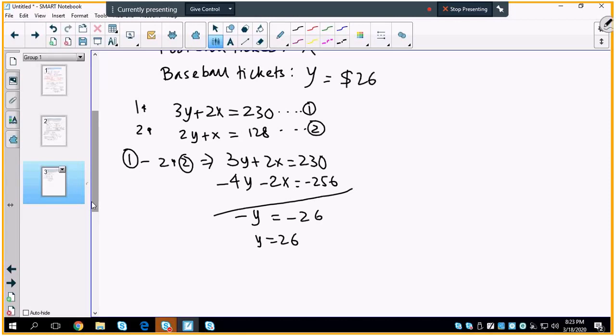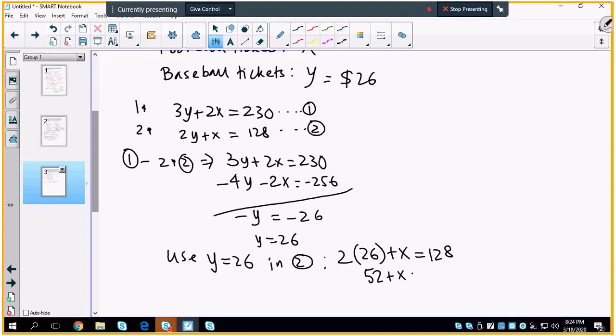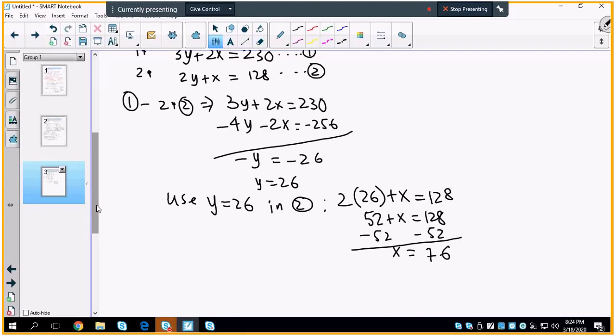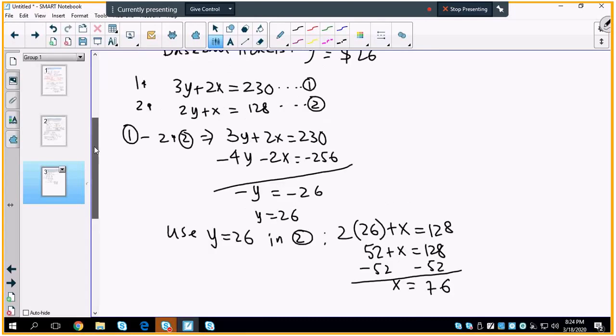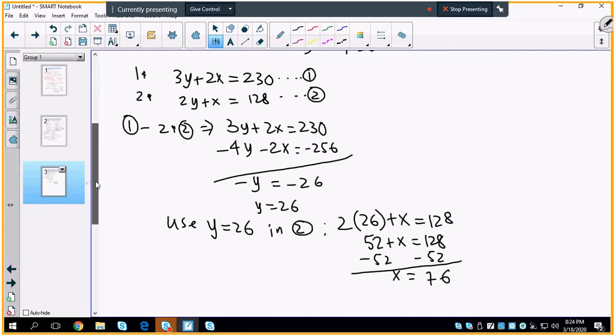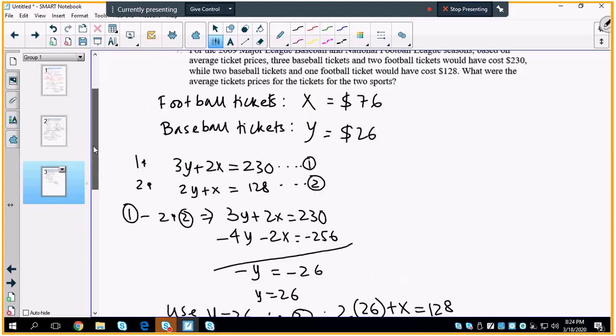I want to know the average price of the football ticket. So use y equal to 26 in any one of these 2 equations given. So say for example, use it in number 2 and see what happens. 2 times y plus x is 128, so 2 times 26. Solve for x. So you get 52 plus x equal to 128. Subtract 52 from both sides and you get x is equal to 128 minus 52. So that's 76. So the average football ticket price is now found out and it is around $76. And that answers this question.